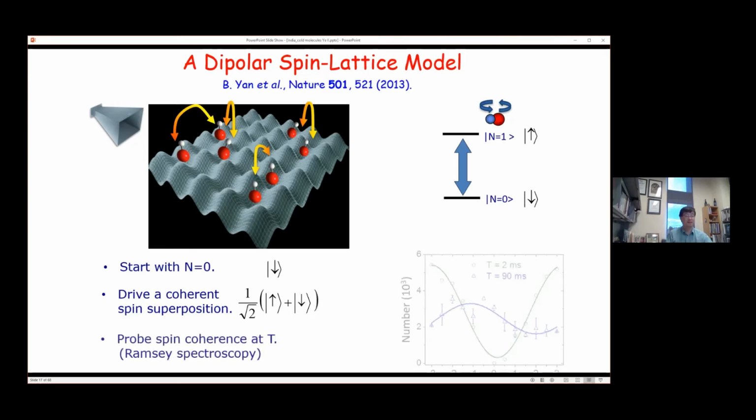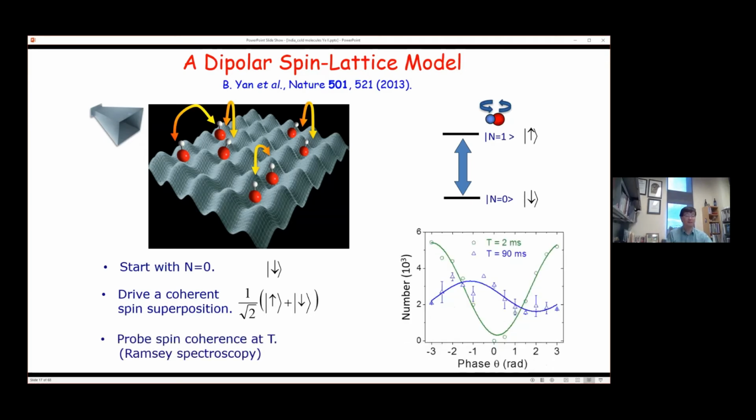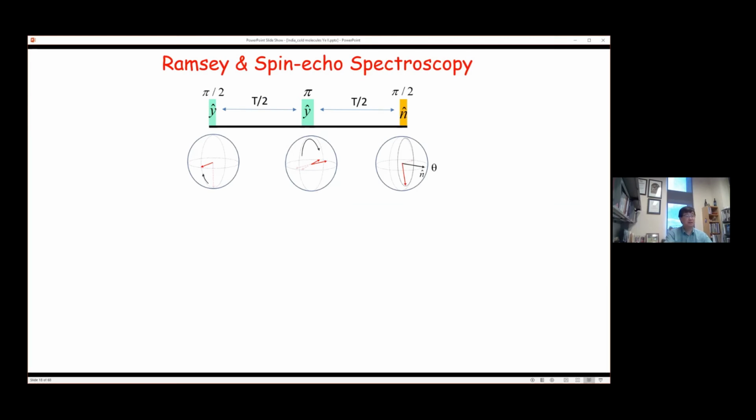And then you can probe this by doing so-called Ramsey spectroscopy. You wait a certain time, capital T, that's the time. You wait a certain time, and you can probe the overall coherence of your system and see how it's decaying and how it's surviving, and so on. This is so-called Ramsey spectroscopy, and we actually put a spin echo in the middle just to remove any spatial anisotropy, inhomogeneity in the system.